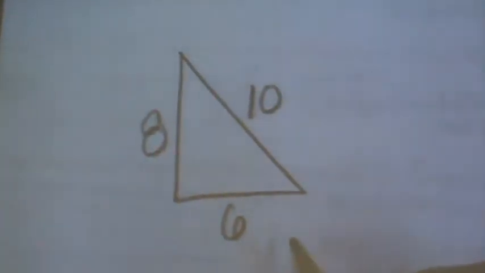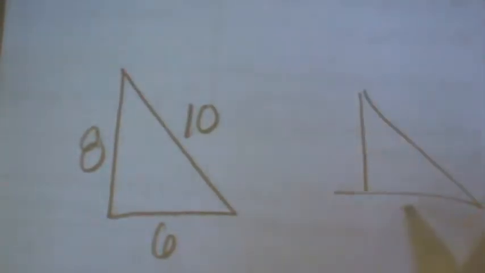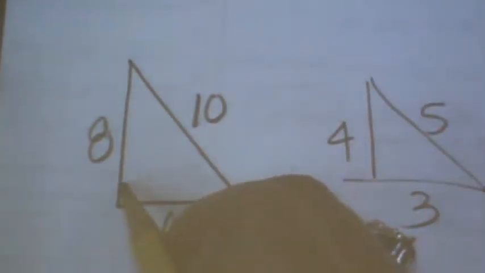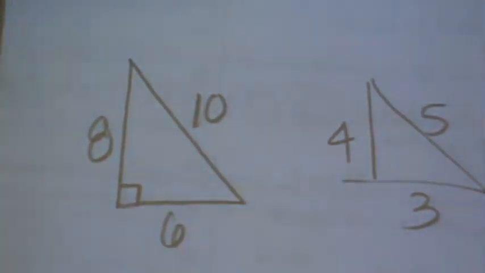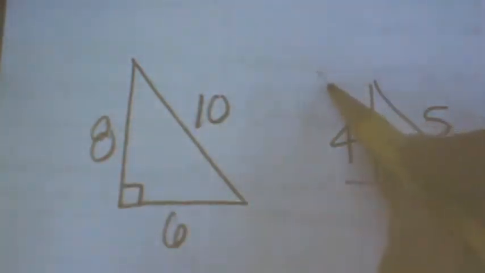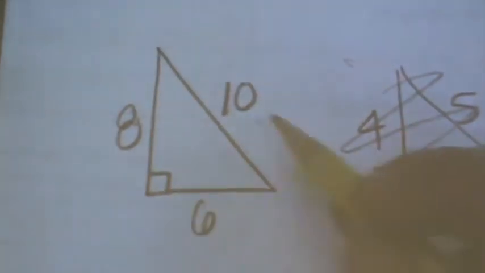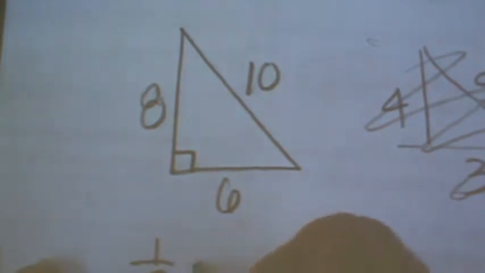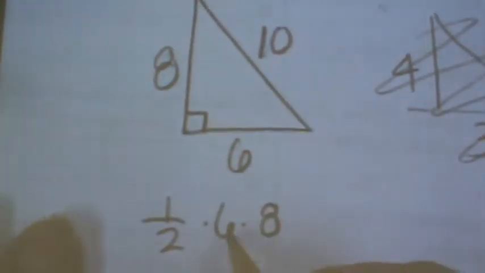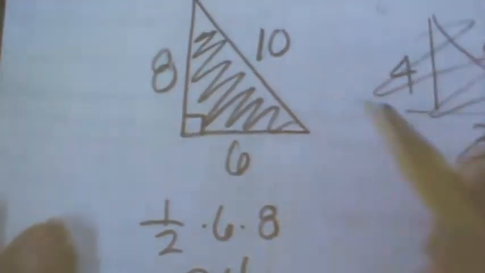Next one. You have a triangle. Yes, it is 3, 4, 5. Even though it says 6, 8, 10, you can reduce these by 2, and it's a 3, 4, 5, which means that's a right triangle. So how do you find the area of this? Don't go with 3, 4, 5. Keep this. You do 1/2 times 6 times 8. So you get 48. Half of 48 is 24. So the area of this is 24.